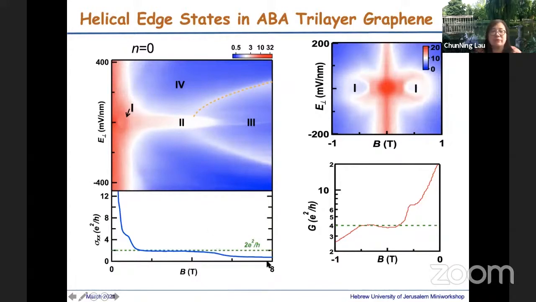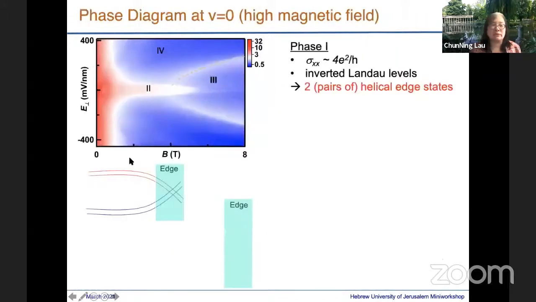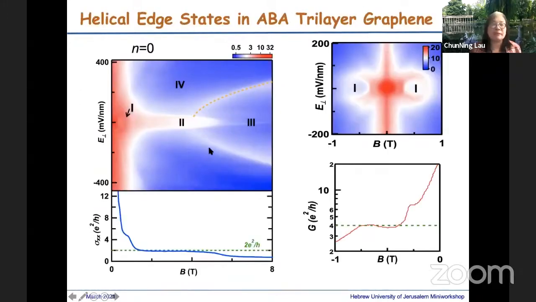Region 3 has a smaller conductance, less than half of e²/h. Region 4 is also insulating, so region 4 has a really low conductance. All right, so now we can see regions 1 and 2 are close to 0 electric field. And this is experimental data.